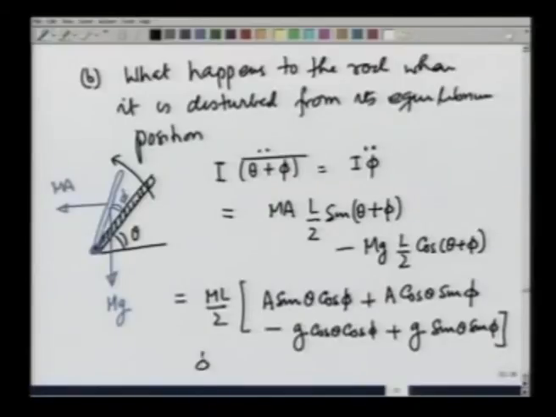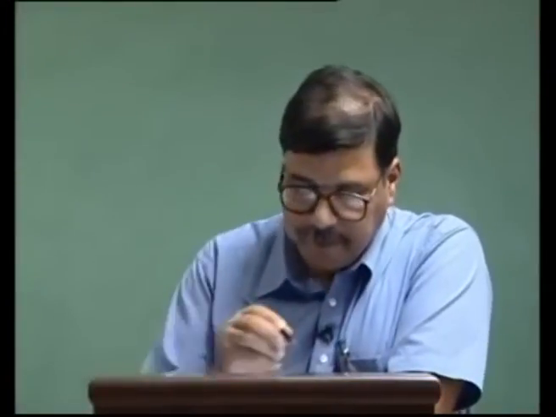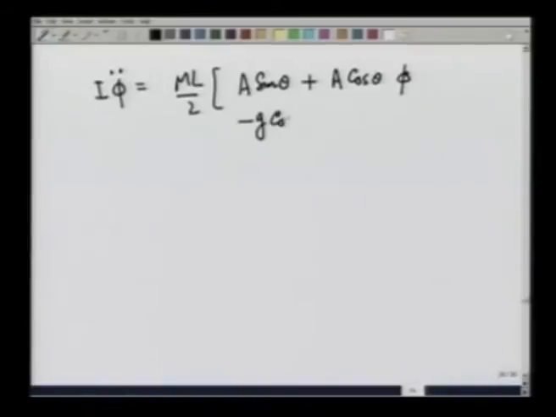Let us take phi to be very small, so that sine phi is almost phi and cosine phi is 1, and therefore, I get I phi double dot is equal to m L by 2 [a sine theta plus a cosine theta times phi minus g cosine theta plus g sine theta times phi].